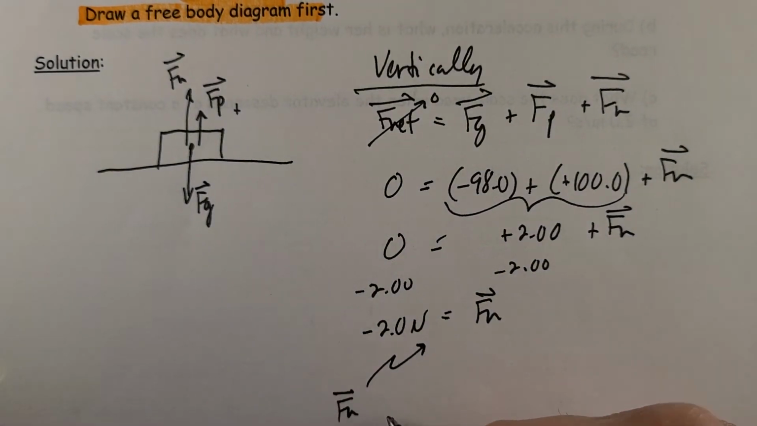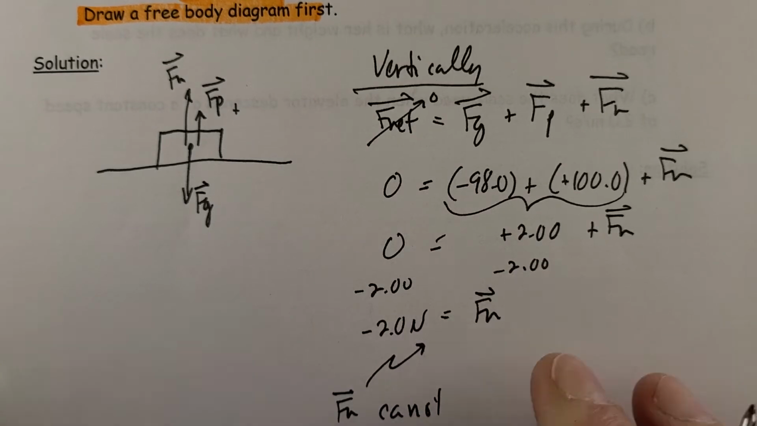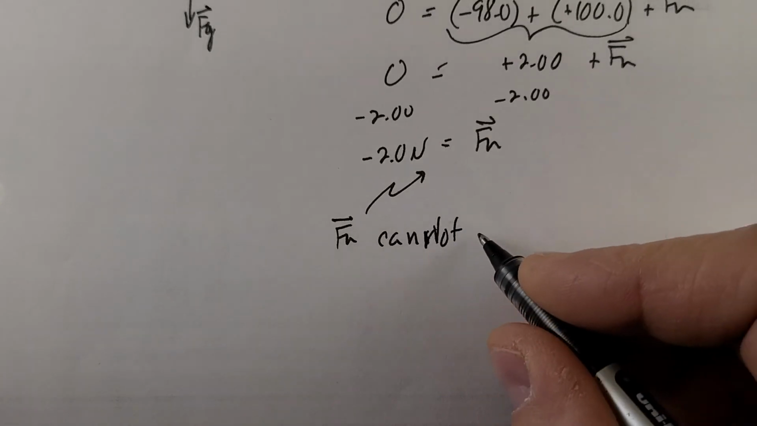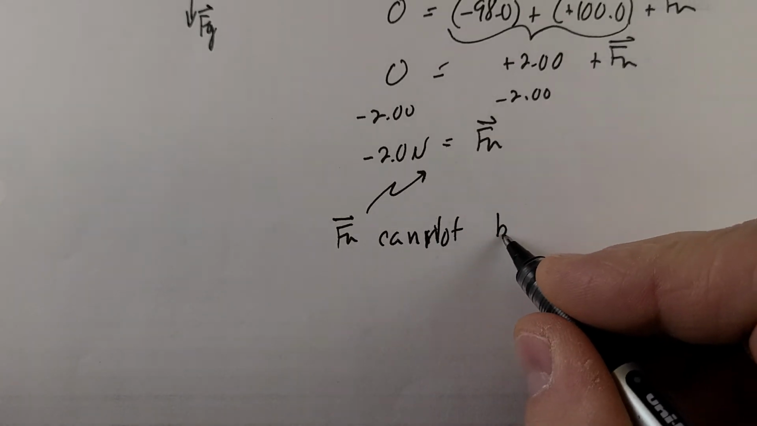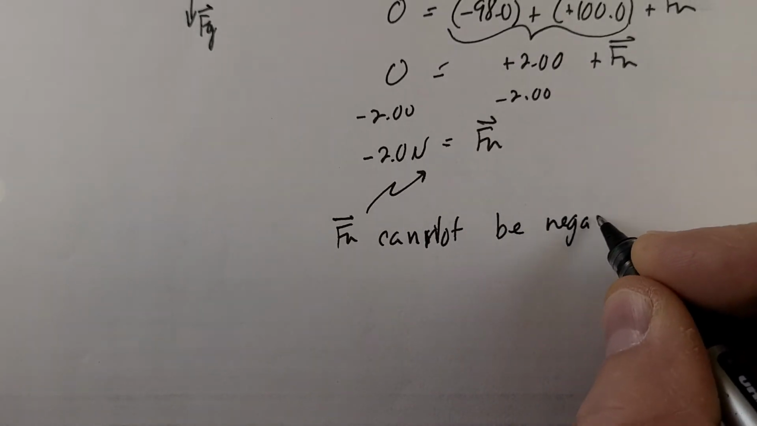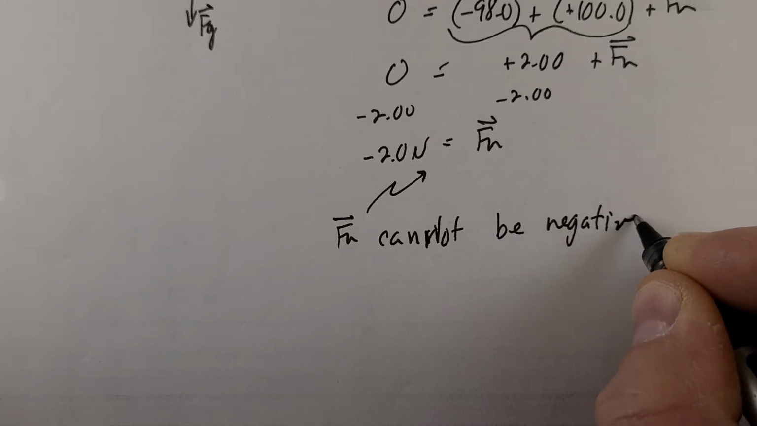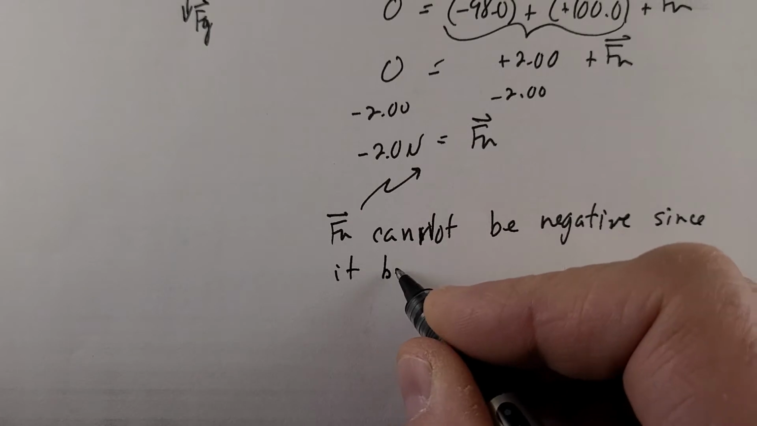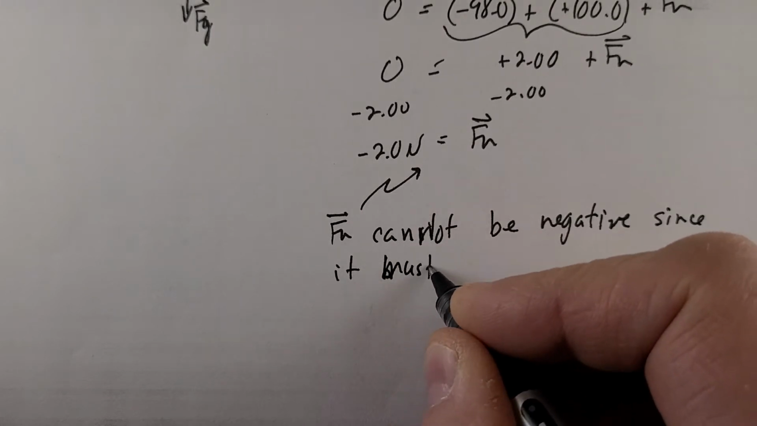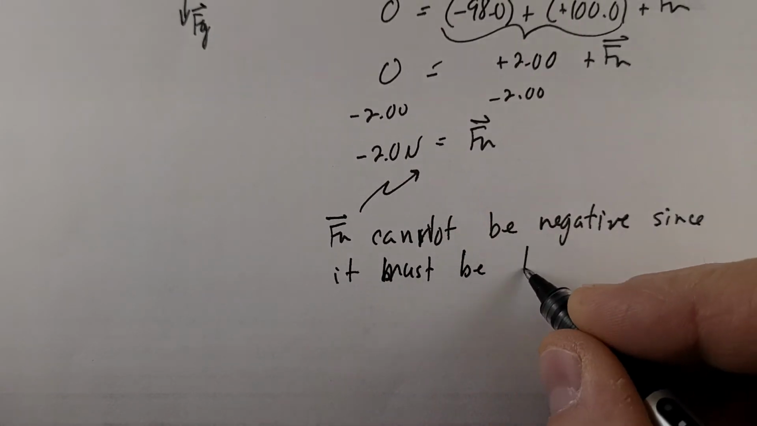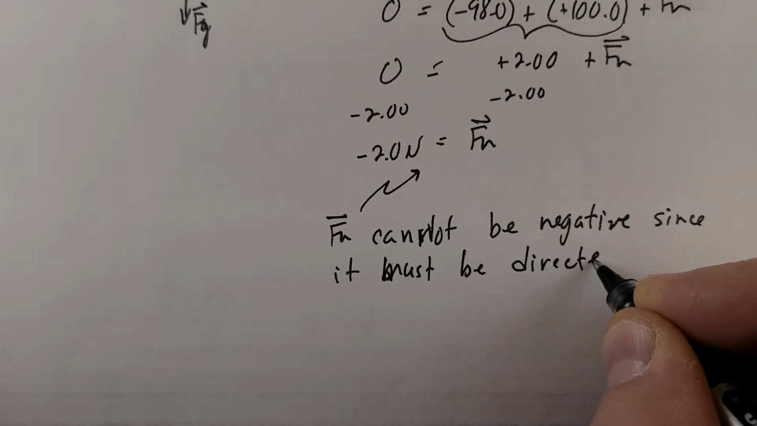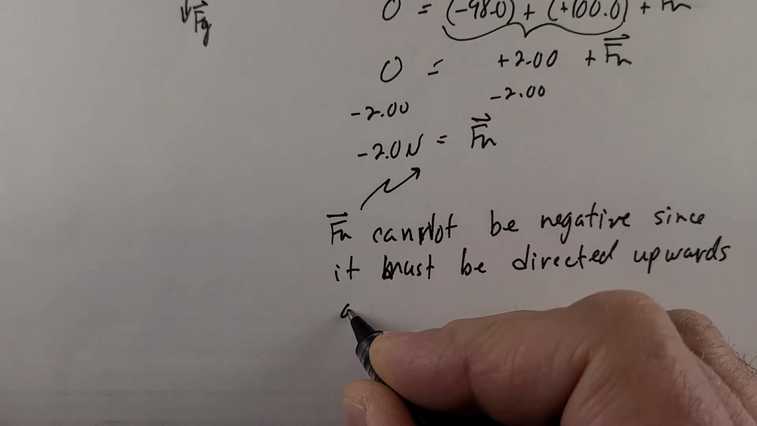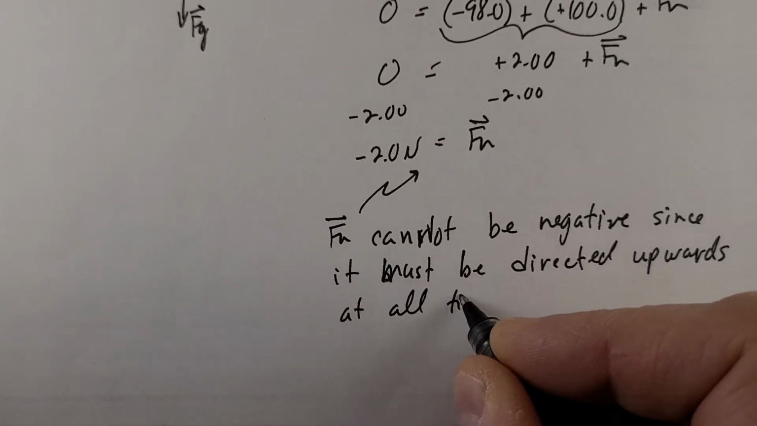Fn cannot be negative, since it must be directed upwards at all times.